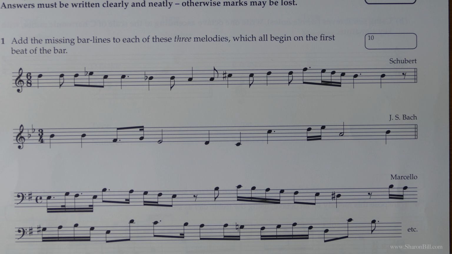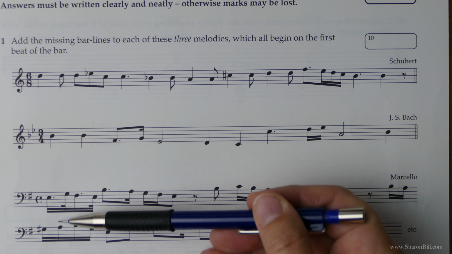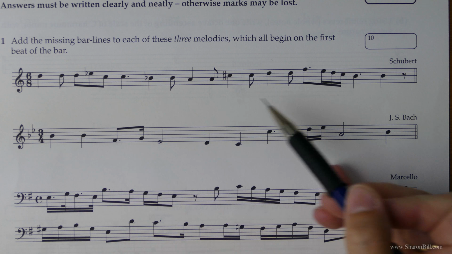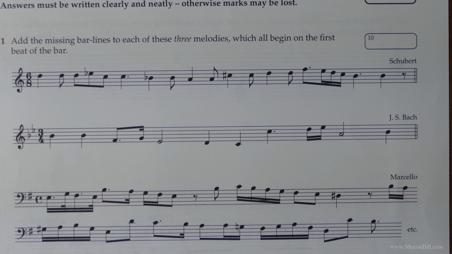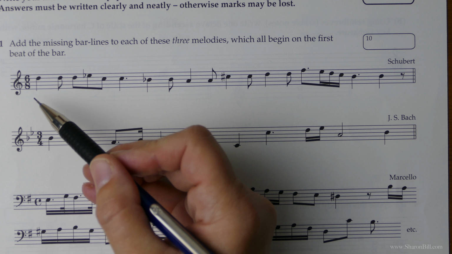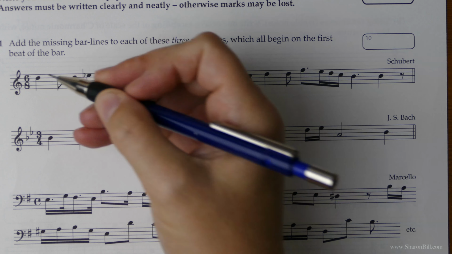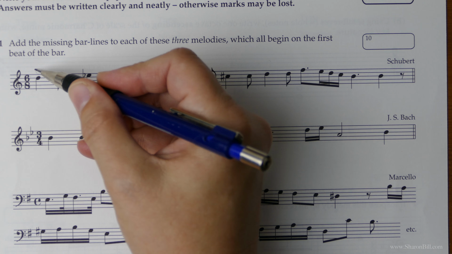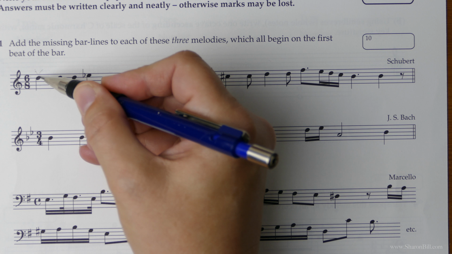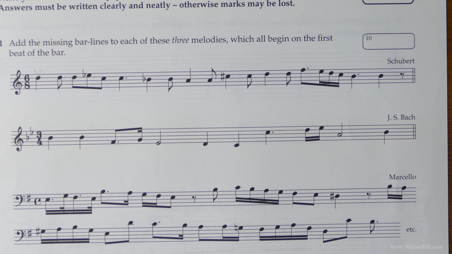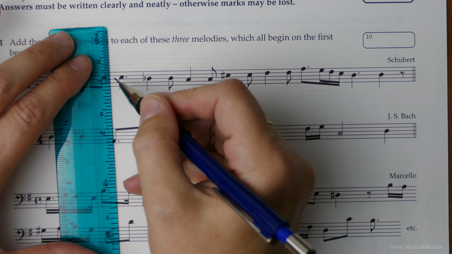So question 1 asks us to add the missing bar lines to each of these 3 melodies. So we've got 3 separate time signatures, and so we're going to have to do 3 different sets of counting. Be careful it doesn't just continue on. So this is just a simple case of adding up 6 quaver beats. It's 8 notes, eighth notes per bar. So we have 2 eighth notes to a quarter note, 2 quavers to a crotchet. 1, 2, 3, 4, 5, 6. There's the first bar line.